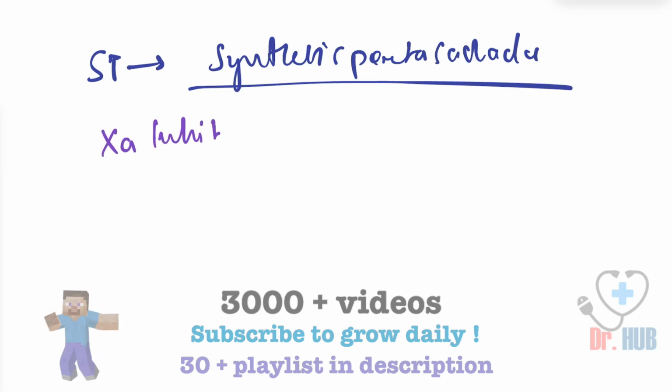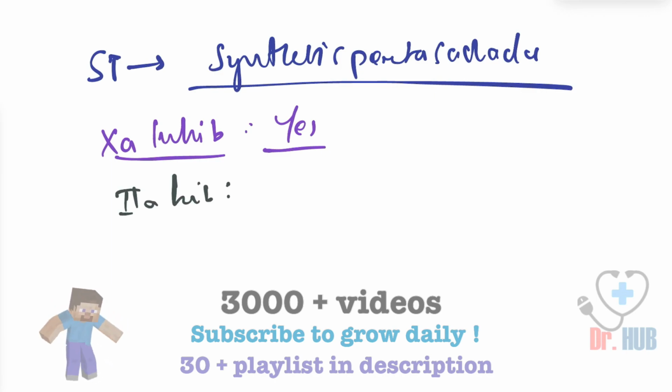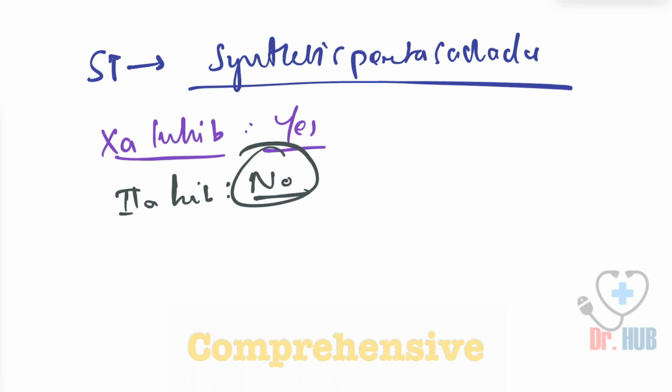10A inhibition. So the factor 10A inhibition, the answer is yes. And what about the factor 2A inhibition? In case of 2A inhibition, the answer is no. That is, the polysaccharide has no action on the factor 2A. Whereas in case of the other LMWH and the unfractionated heparin, it was yes, here it is no.